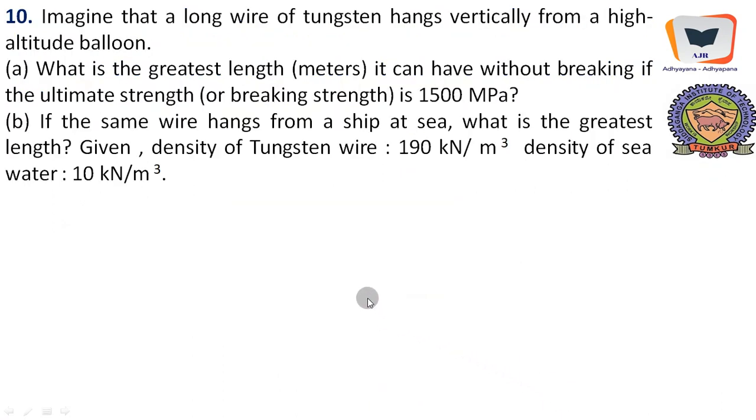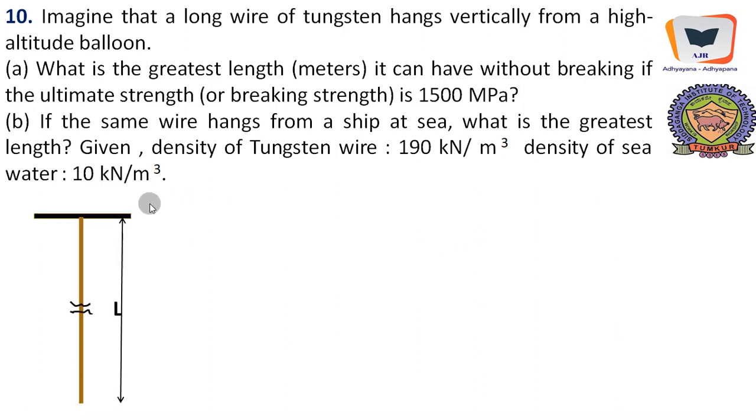Imagine the next question goes like this. Imagine that a long wire of tungsten hangs vertically from a high altitude balloon. What is the greatest length in meters it can have without breaking if the ultimate strength is 1500 MPa? If the same wire hangs from a ship at sea, what is the greatest length? Given density of tungsten wire is 190 kilonewton per meter cube, the density of sea water being 10 kilonewton per meter cube. So here the thing of interest is that the self weight matters.